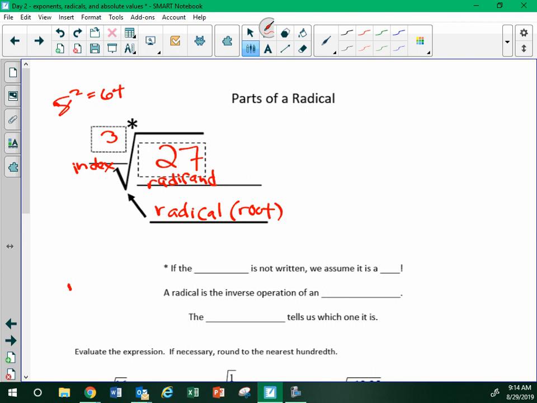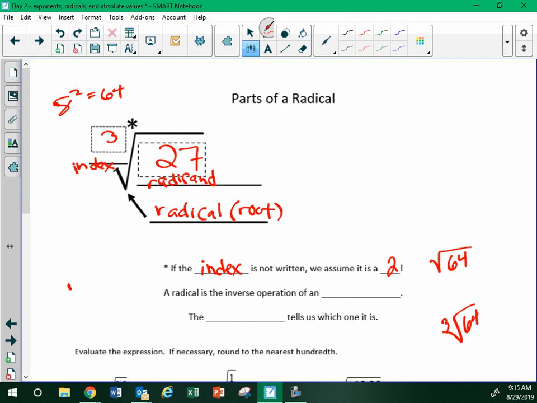Alright, so it's the inverse operation of the exponent, so it's the opposite of it. And this index tells us what the exponent is. So if there is no index, if the index is not written, then we assume it's an index of 2, which is just our normal looking square root, like square root of 64. And like I said, the other common thing we have is a cube. So if we don't have a little number in there, it's automatically assumed a square root.